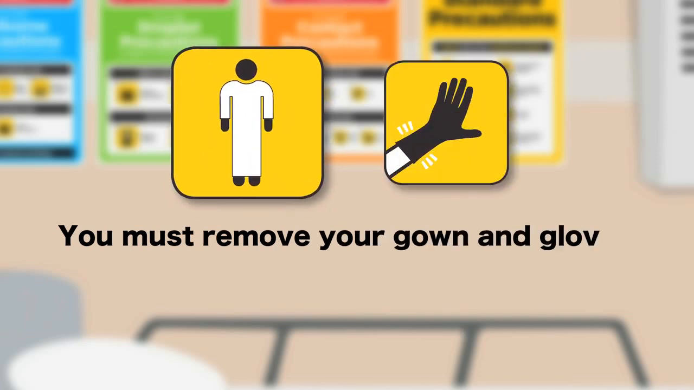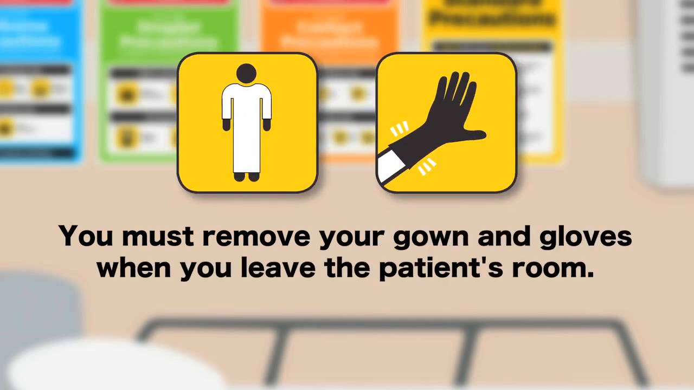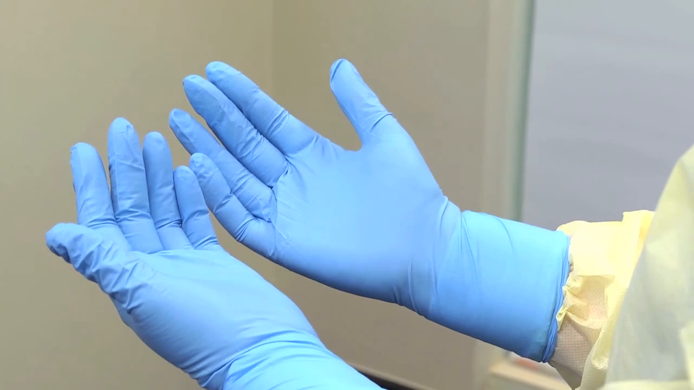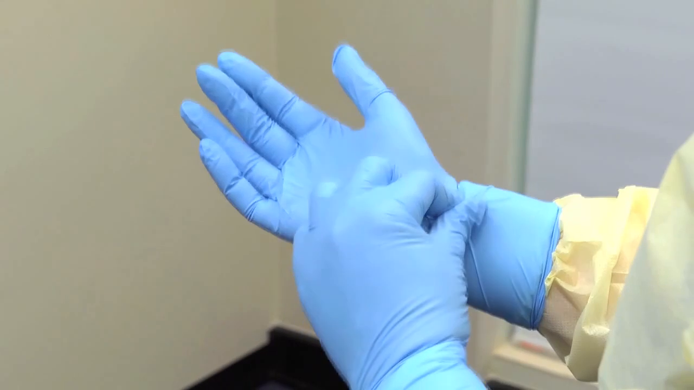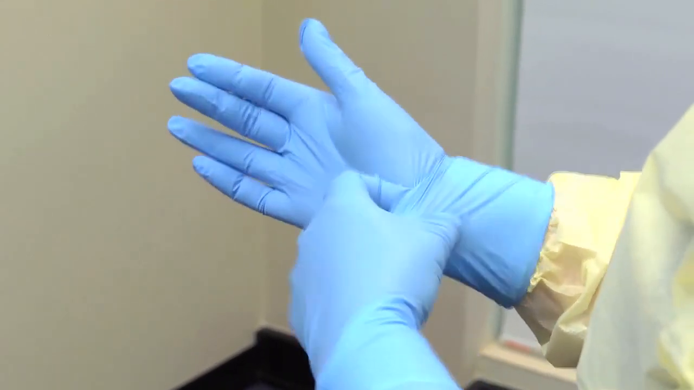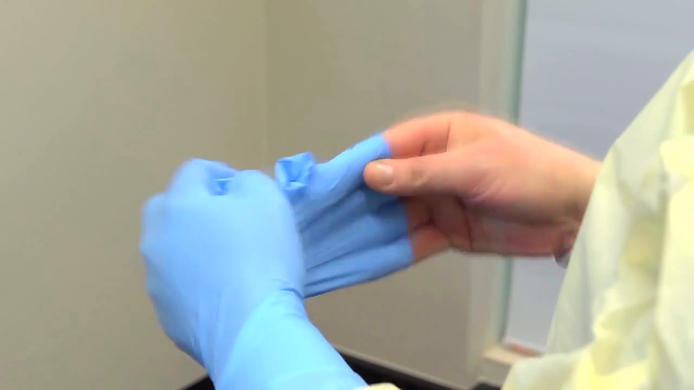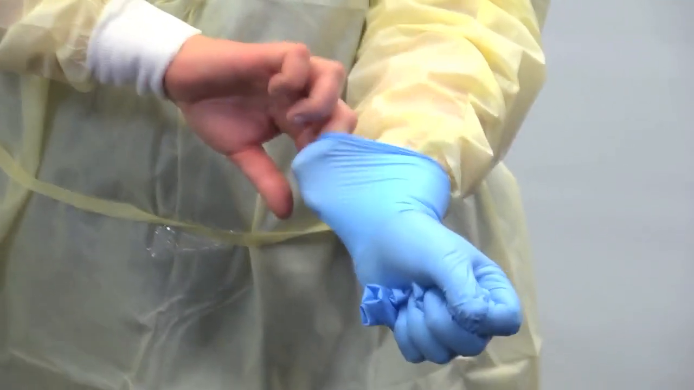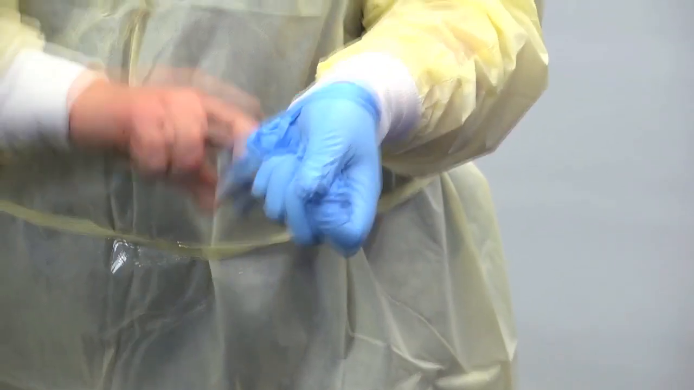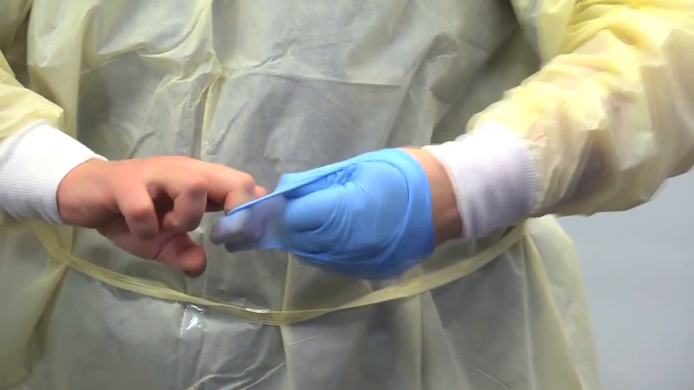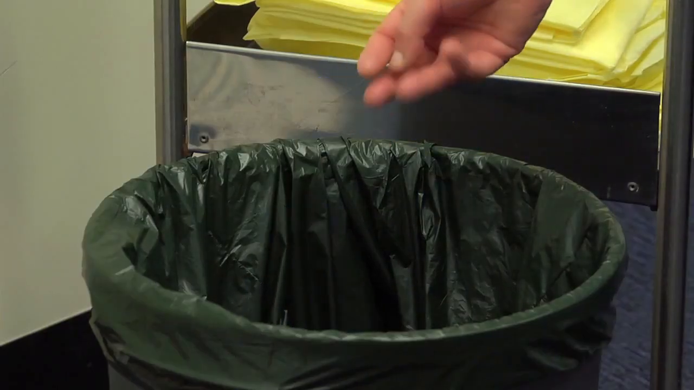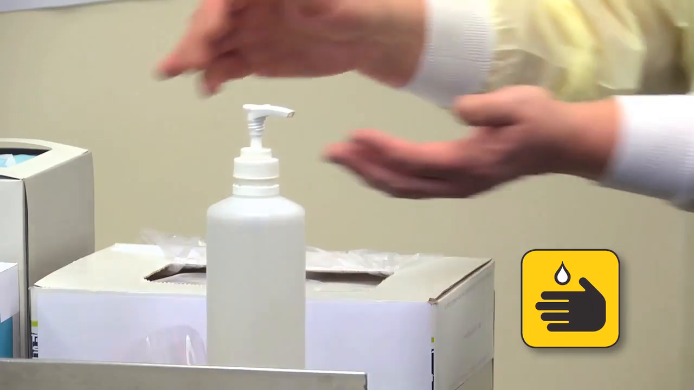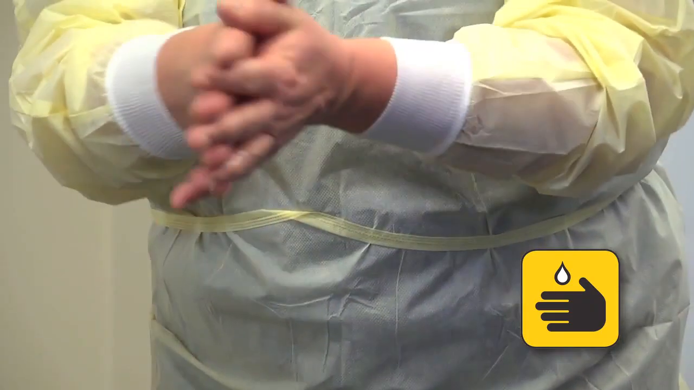You must remove your gown and gloves when you leave the patient's room. Using your non-dominant hand, remove the first glove by pinching the inner wrist of the cuff on your dominant hand. Roll the glove down over your hand and scrunch it into the palm of your non-dominant hand. Remove your second glove by placing your fingers under the cuff on the inner wrist and rolling it from your hand and over the first glove cradled in your palm. Dispose of the gloves directly into the waste bin. Perform hand hygiene.